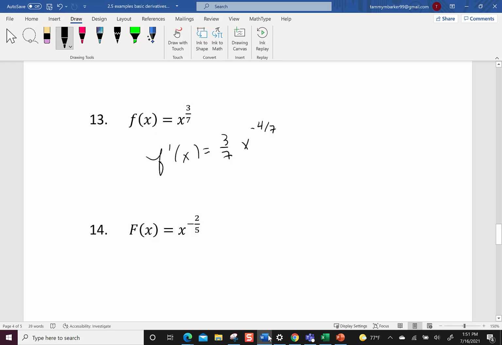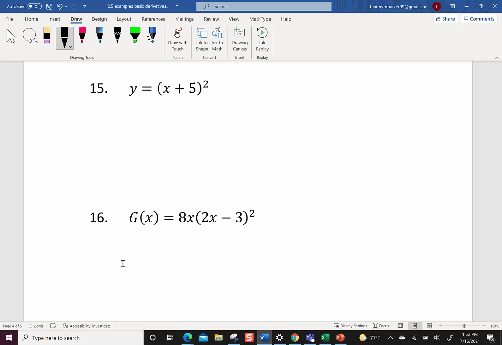14, I have capital F of x is x to the negative 2/5. F prime of x, I have negative 2/5 x, when I subtract 1, I get negative 7 over 5.